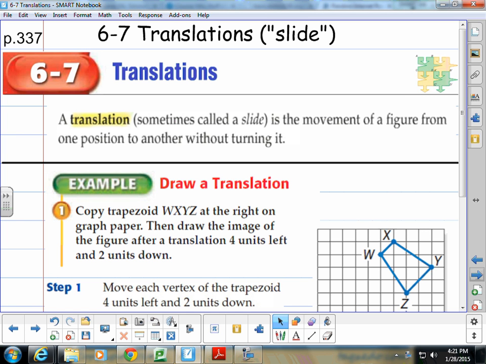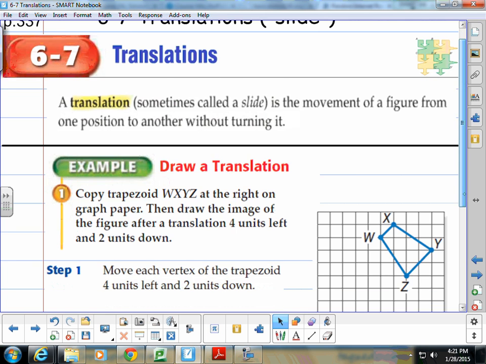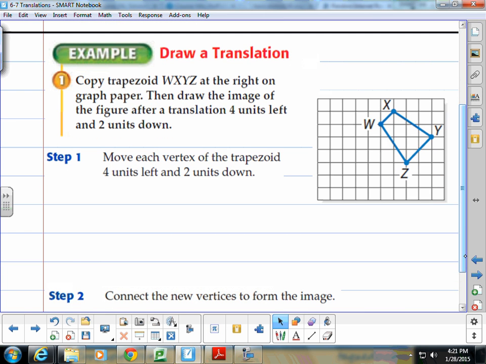Okay? So we are going to draw a translation, and you have your notes, so please make sure you're making use of those. So our first one is to draw a translation. We're going to copy a trapezoid, W, X, Y, Z, which is shown on the right, and you'll put that on your graph paper. It's already there for you. If you don't have that, you'll have to put it on one. And we are going to draw the image. Remember, image was the transformation. So this is after we move it. After the translation, 4 units left and 2 units down.